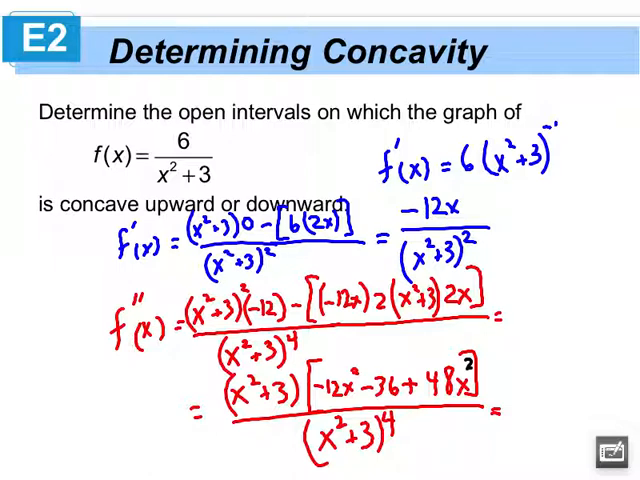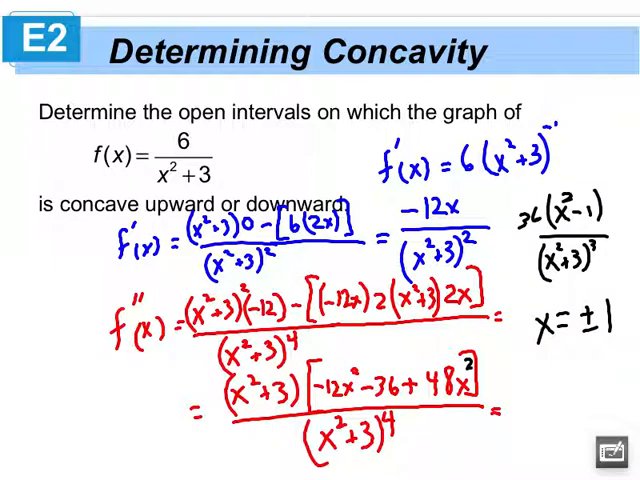Okay, so let me try that again. The x squared plus 3 will cancel, so on the bottom I have x squared plus 3 to the third power. Then on the top, if I take out a 36, that's where I got it. This will be 36x squared, so it'll be x squared minus 1. Right, okay. I was just seeing if you're paying attention, good job.